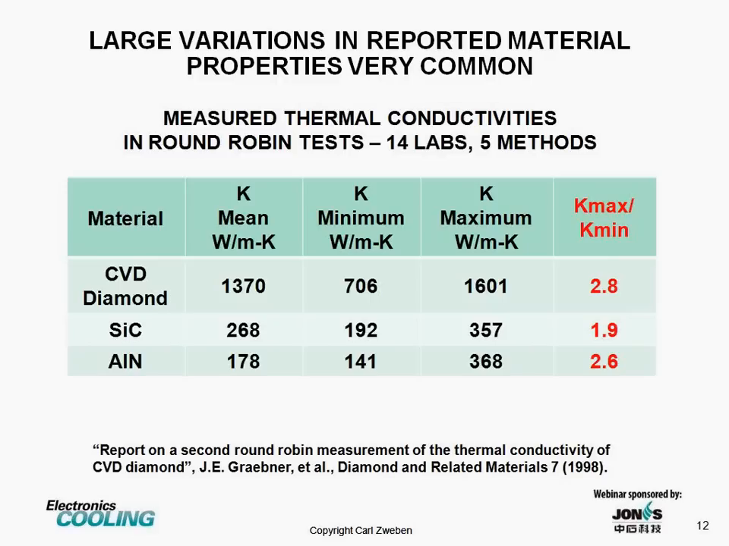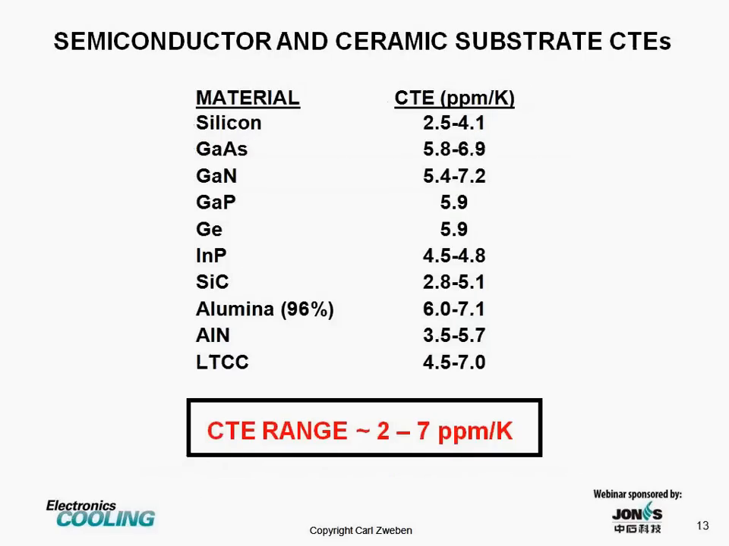But I've been involved in a lot of testing over the years and also round-robin tests. And what you find is that there's often a significant amount of variation in reported properties. So here we have a paper by Grabner and colleagues in which they did a series of round-robin tests on CVD diamonds, silicon carbide, aluminum nitride. And if you look at the range of values from the minimum to the maximum, what you find is that variation varies from a factor of 2 to 3. And I found that in my own work. So the bottom line is, don't take material properties for granted.